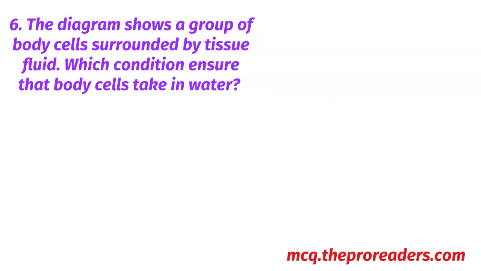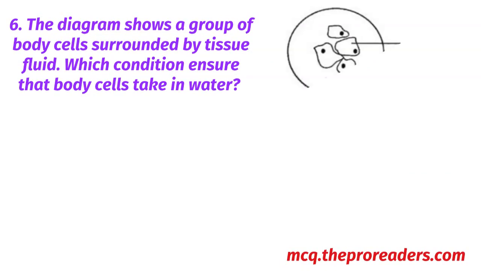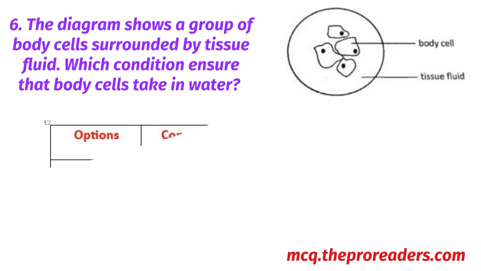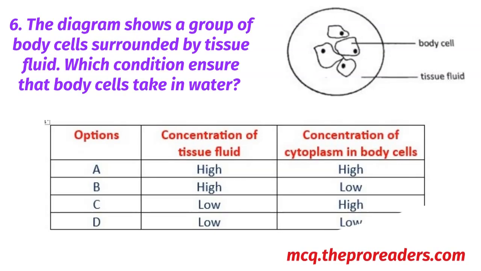The diagram shows a group of body cells surrounded by tissue fluid. Which condition ensures that body cells take in water? Concentration of tissue fluid, concentration of cytoplasm in body cells. High, high. High, low. Low, high. Low, low. Option C, low, high is the correct answer.